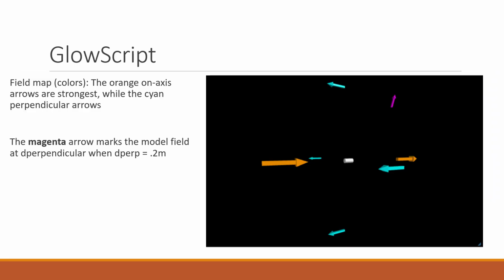And when I run my code, this was the result. This was the picture of our experiment. The orange arrows are on-axis arrows, which are stronger, while the cyan perpendicular arrows are a little bit weaker, and the magenta arrow marks the model field at D perpendicular, when D perpendicular was 0.2 meters away.